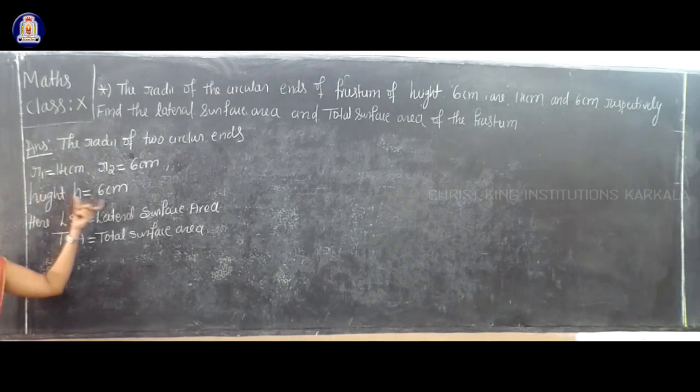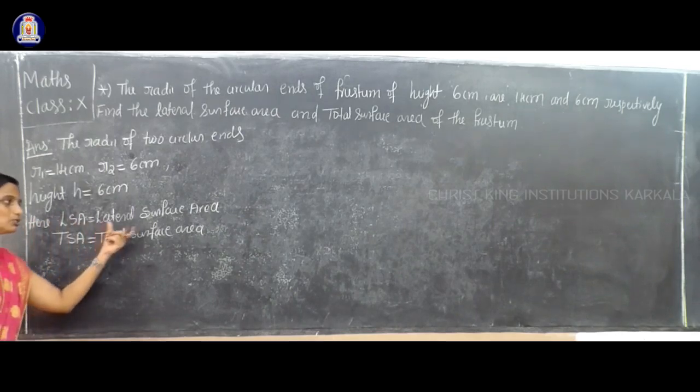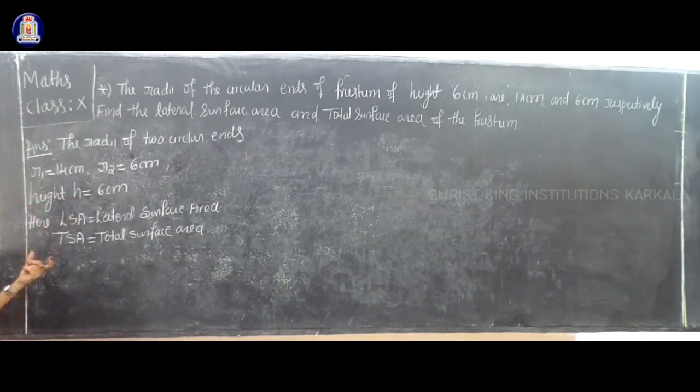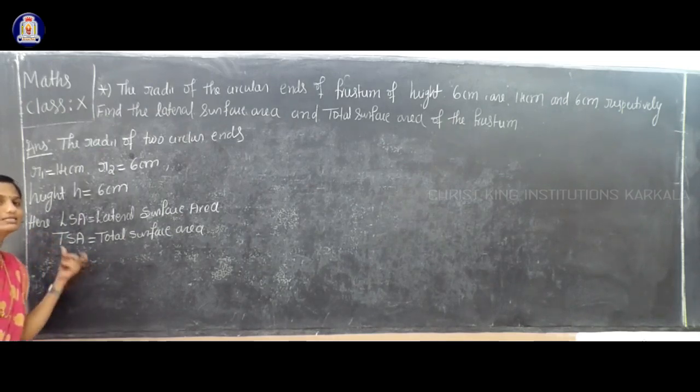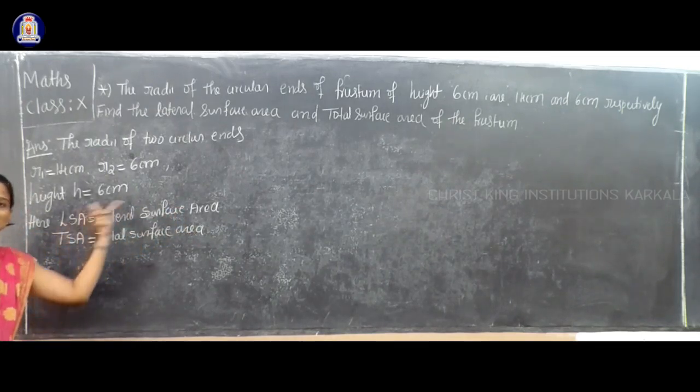So LSA here is lateral surface area. What is TSA? TSA is total surface area. In the formula, instead of writing lateral surface area in full, you can write LSA. But if you want to write LSA, you should first mention what LSA is. This is the notation given to lateral surface area. After mentioning it, only then can you write LSA is equal to, TSA is equal to.